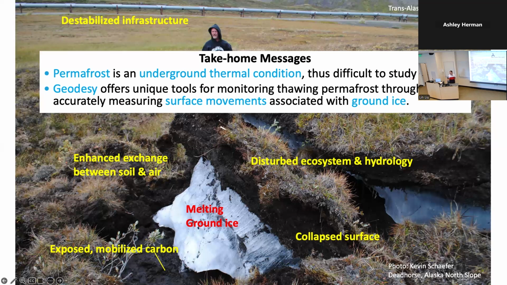Here are my two take-home messages in case you fall asleep during my talk. First of all, permafrost is by definition the underground thermal condition. That makes it very tricky to study directly, unless you drill boreholes and measure temperature. Geodesy, on the other hand, offers some unique tools. We'll talk about some of the tools for monitoring thawing permafrost through accurately measuring the surface movements. Could be vertical movement, could be lateral movements. Those movements are associated with ground ice changes.